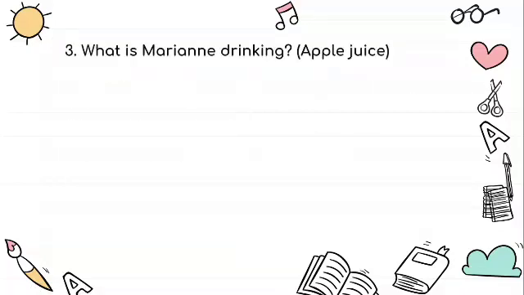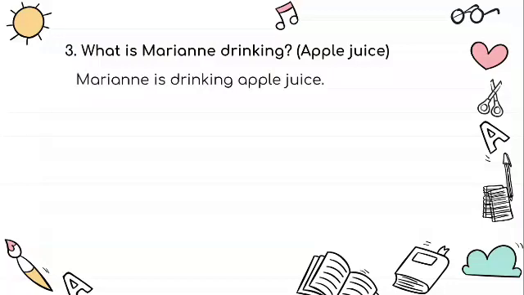Now the next question, we have the number 3. What is Marianne drinking? So what is the answer? Can you help me? ¿Cuál sería la respuesta? Pueden detener el video un momentito y pensar en la respuesta. Okay, so the answer is Marianne is drinking apple juice. Subject Marianne, is verb to be, then the verb in ing form, drinking, and then the complement, apple juice. Okay, Marianne is drinking apple juice.